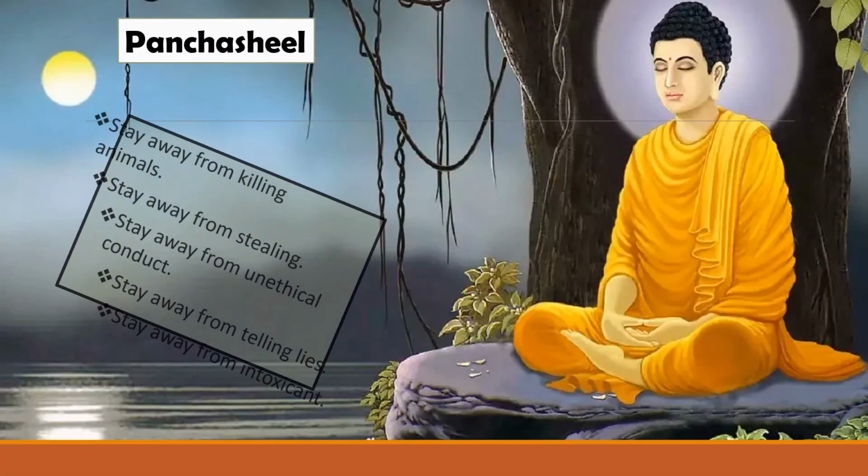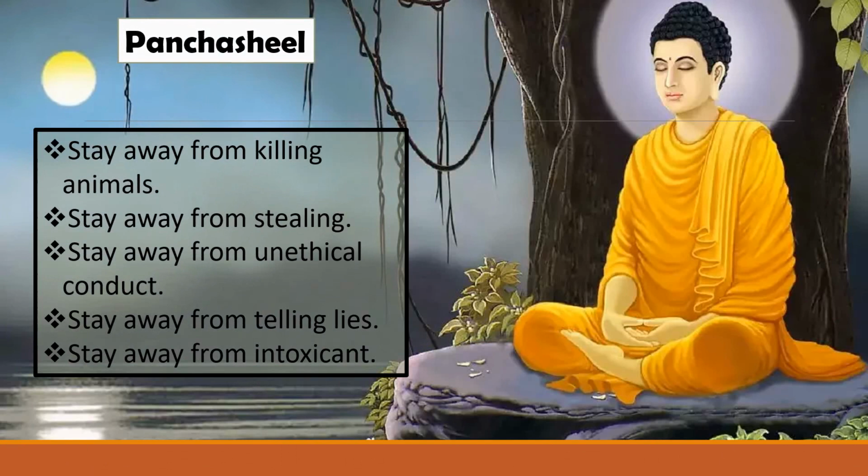Let's learn about the Panchsheel of Gautam Buddha, which means the principles of Gautam Buddha. He mostly says: stay away from killing animals, stay away from stealing, stay away from unethical conduct, stay away from telling lies, and stay away from intoxicants, meaning drugs, alcohol, etc.